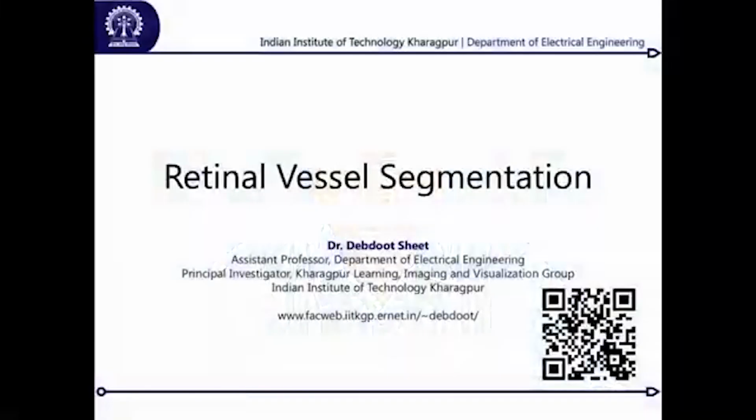For the start, today's topic is ophthalmology, and ophthalmology, to make it much simpler, is basically imaging of the interior surface of your eye. We are going to look into one very specific challenging problem called retinal vessel segmentation. So without much of a delay, let's get into it.